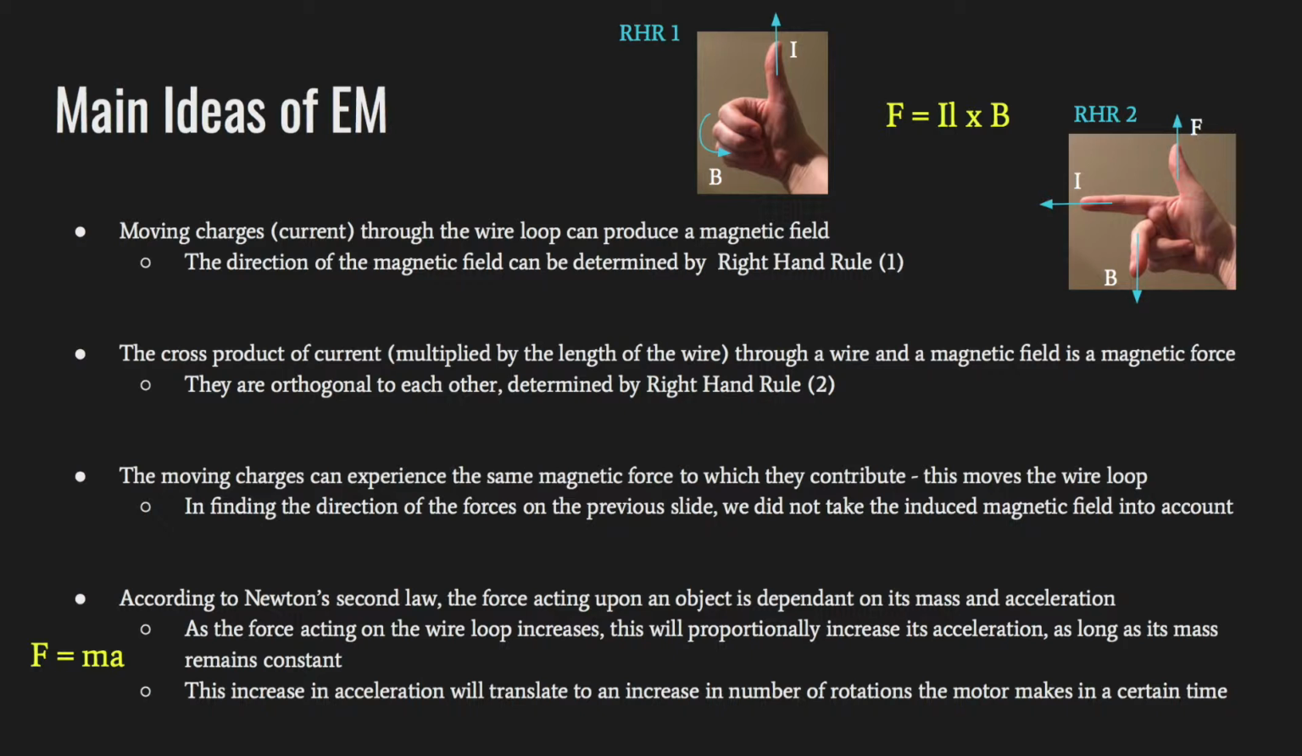According to Newton's second law, the force acting upon an object is dependent on its mass and acceleration. So if we increase the force acting on the loop, this will increase its acceleration as long as the mass remains constant.